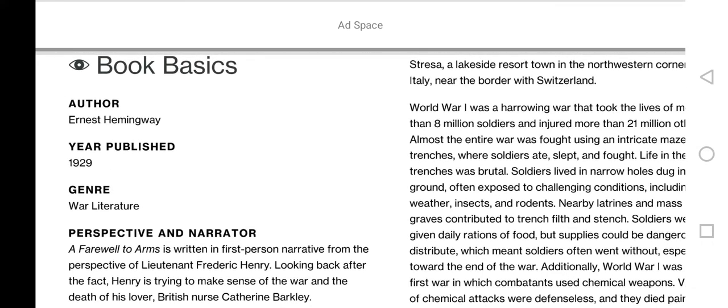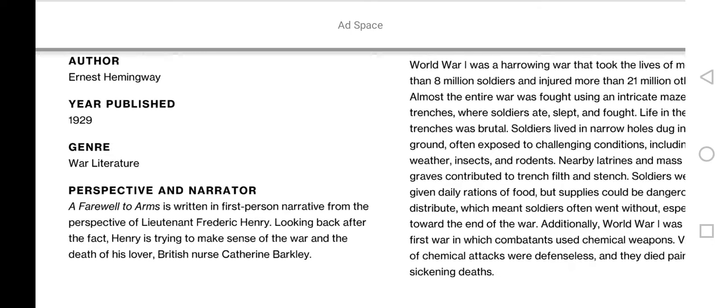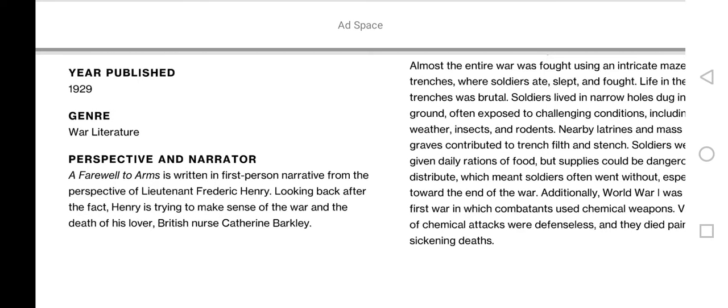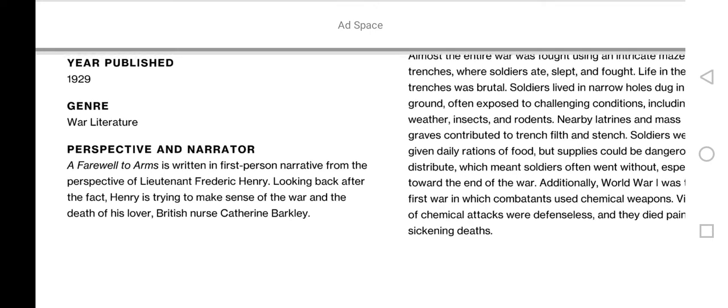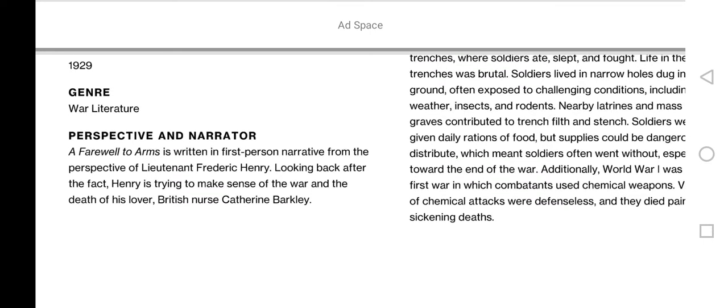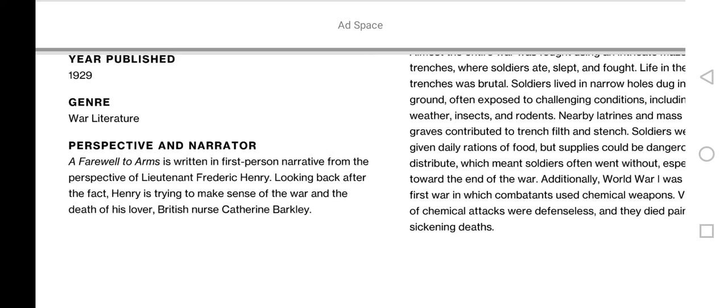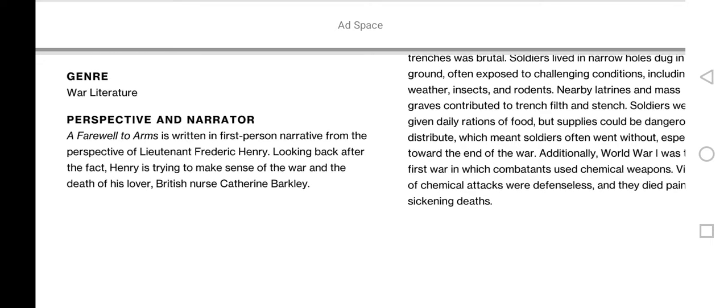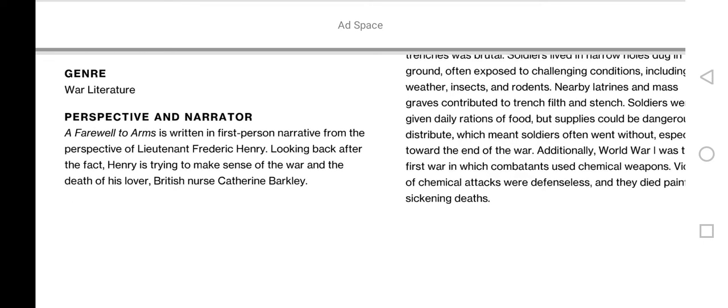Book basics. Author: Ernest Hemingway. Year published: 1929. Genre: war literature. Perspective and narrator: A Farewell to Arms is written in first-person narrative from the perspective of Lieutenant Frederick Henry. Looking back after the fact, Henry is trying to make sense of war and the death of his lover, British nurse Catherine Barkley.